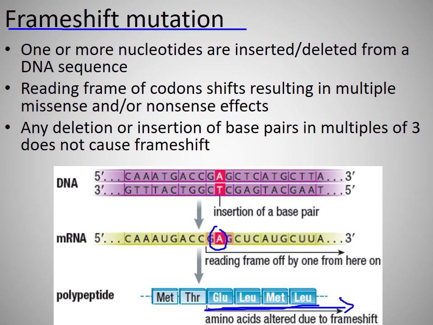So frame shift mutation, think addition of a nucleotide base pair or the deletion of a nucleotide base pair. The addition or deletion of these nucleotide base pairs will change the whole reading frame of the mRNA transcript. When that occurs, the amino acids will obviously be totally different. So we see multiple amino acids here that are different as a result of a frame shift mutation.